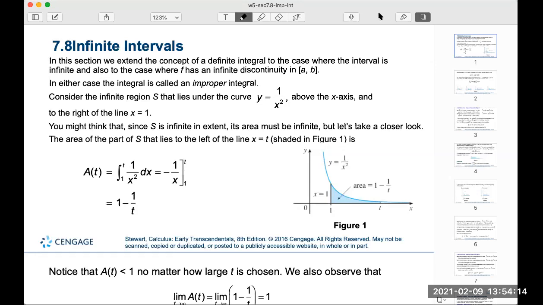In this chapter, we simply cover one more type of integral. We call it infinite intervals, the type 1 improper integral. So if a definite integral is given the upper bound and the lower bound, right?